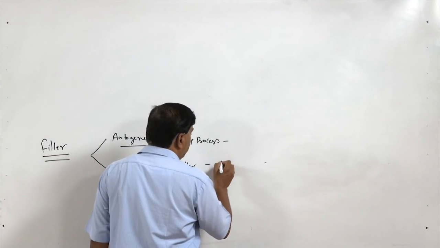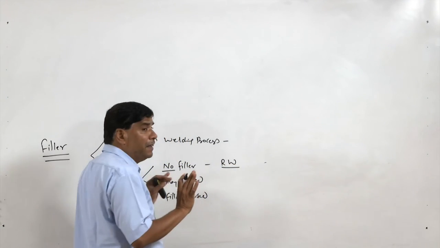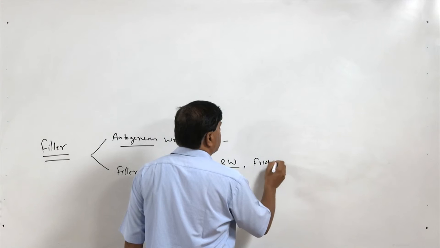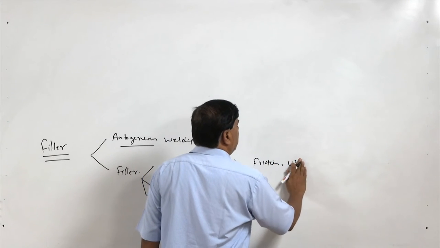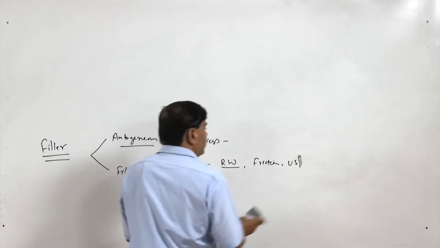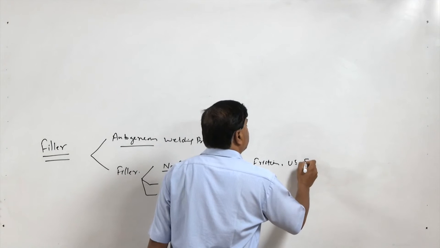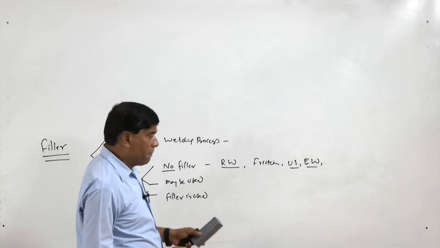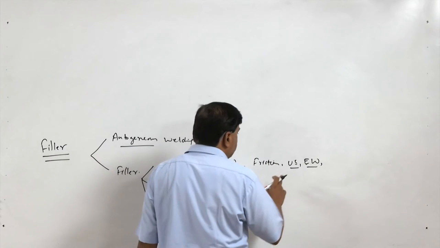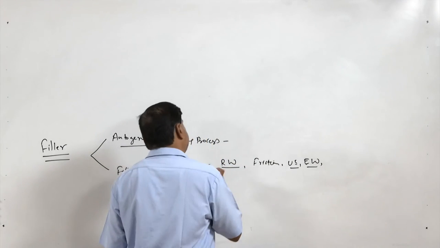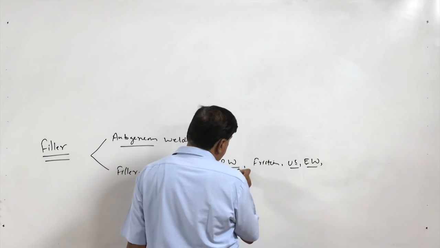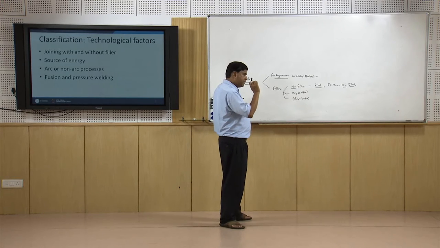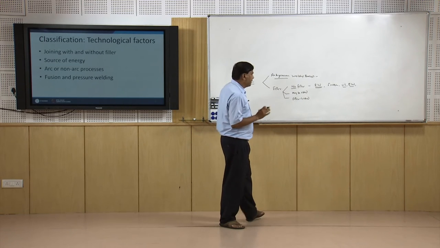If you talk of the resistance welding processes, no filler is used, and similarly for friction welding, ultrasonic welding, and explosion welding. In these processes the filler metal is not used. Some of these processes are either carried out in the solid state, or, in processes like resistance welding, the heating leads to partial melting or just softening of the metal.